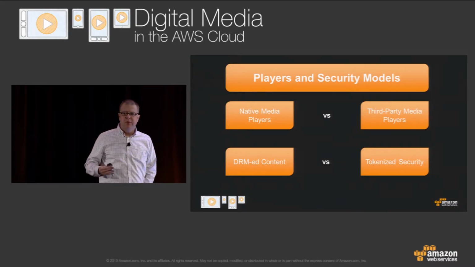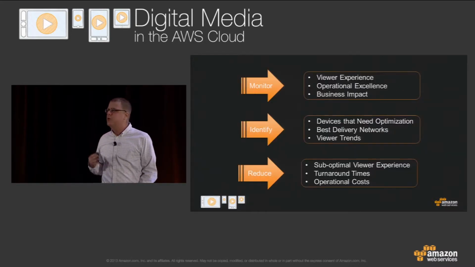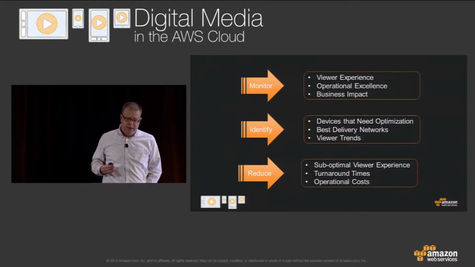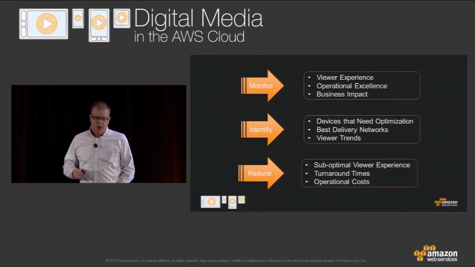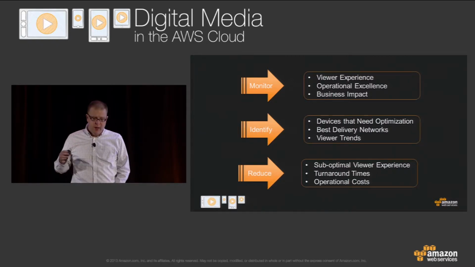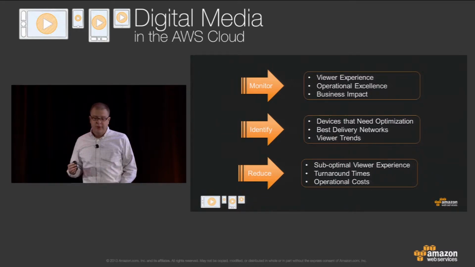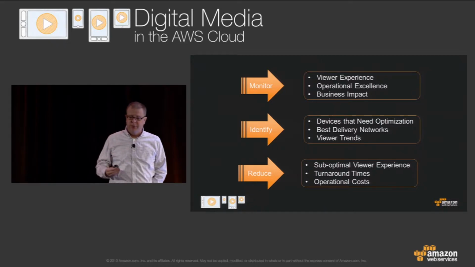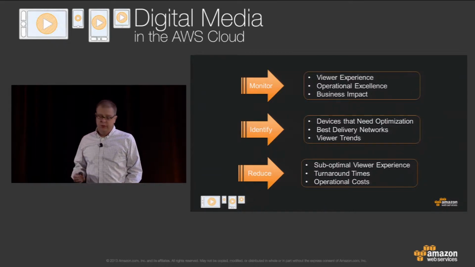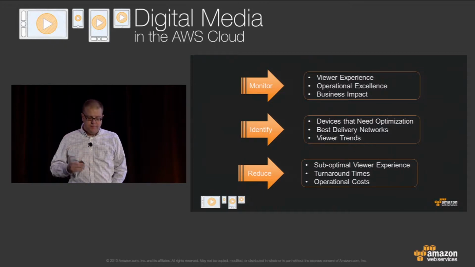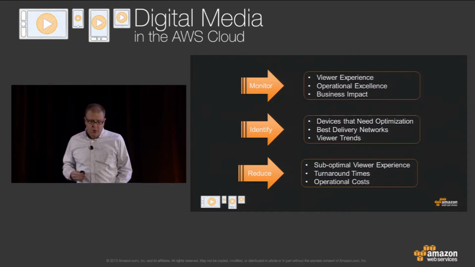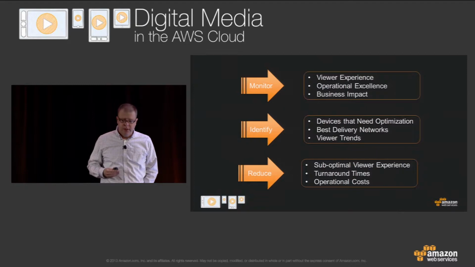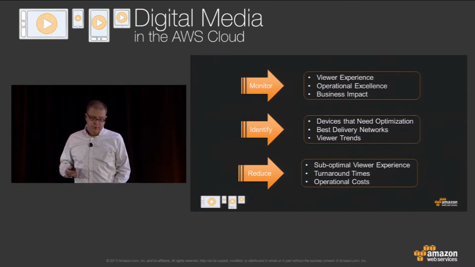In terms of measurement management, basically getting you the visibility that you expect into your content, we tend to think about 3 different things. One is monitoring. What is the viewer experience? What is the business impact of what I'm doing? Identifying trends. Which devices are working well? Which devices aren't? Where do I need to focus on optimization? And then reducing things like defects in the viewer experience, reducing turnaround time to distribute content, reducing your operational costs.